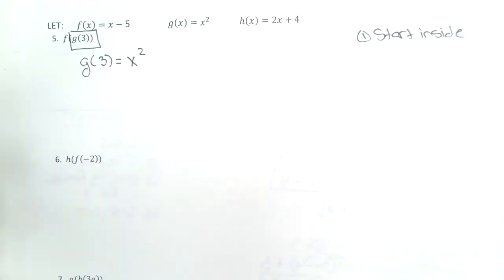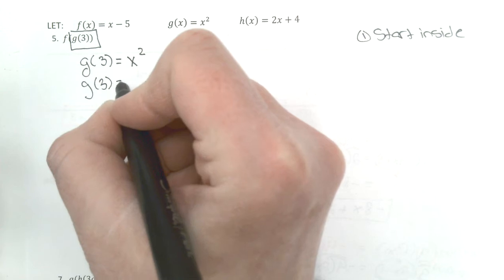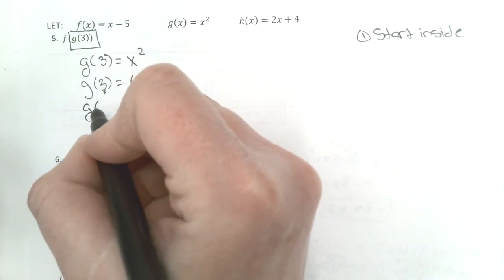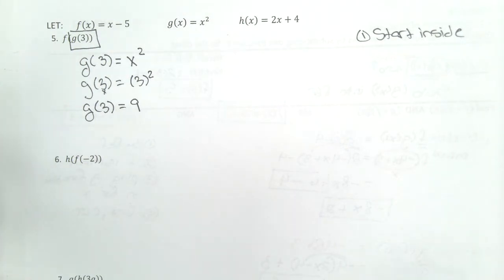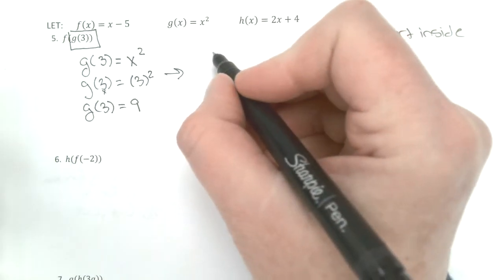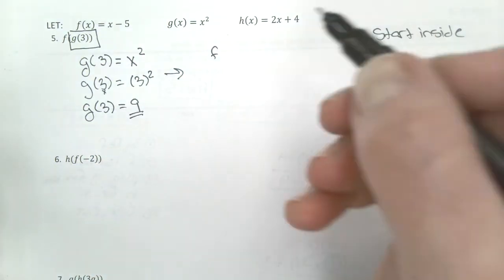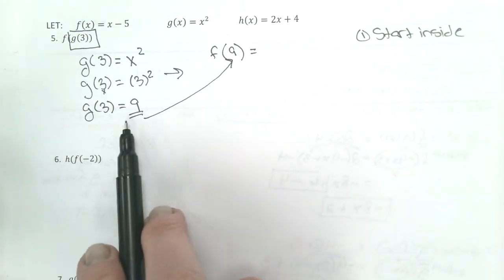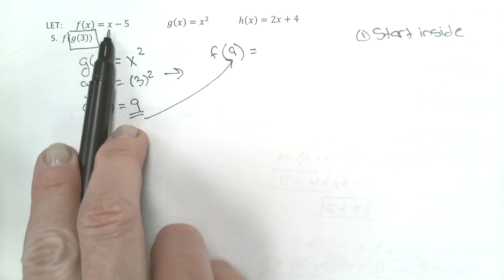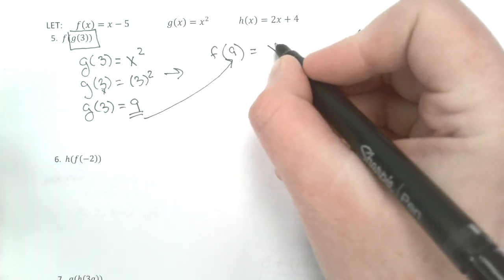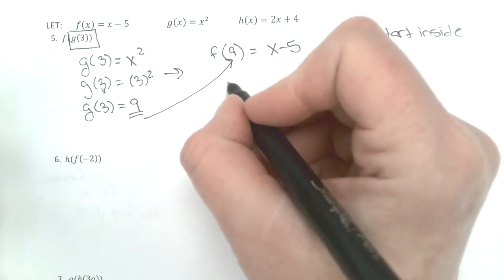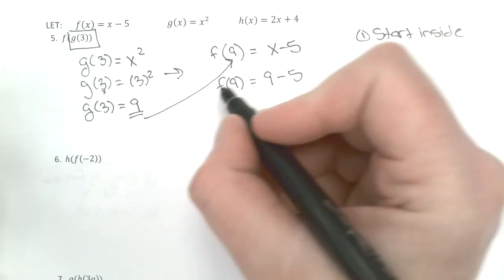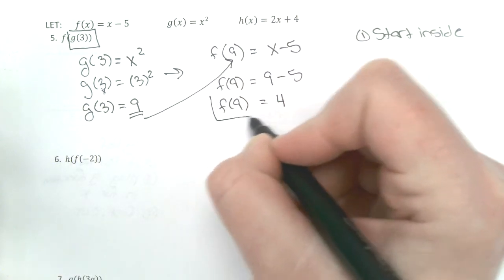My g function is x squared. So I need to plug that in place of x. So that gets me 3 squared. So g of 3 equals 9. Now you take whatever that answer is, and I want to figure out what is f of 9. I have 3 functions up here today. My f function is x minus 5. So now I'm plugging 9 in place of x, and do your order of operations, and you get 4.